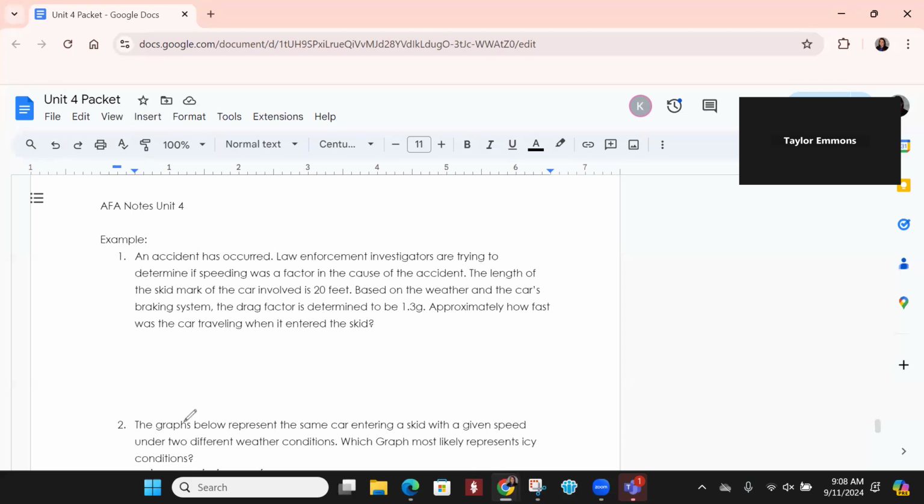So what's our formula? It's S equals the square root of 30 times D times F. What was our speed? Do we know that? No, that's what we're trying to find. We're trying to find how fast it was going. So S equals, do we know what the distance was? 20 feet. And do we know what the drag factor was?